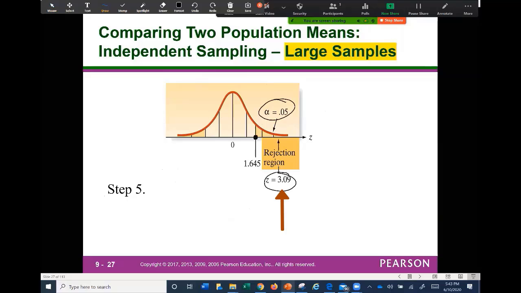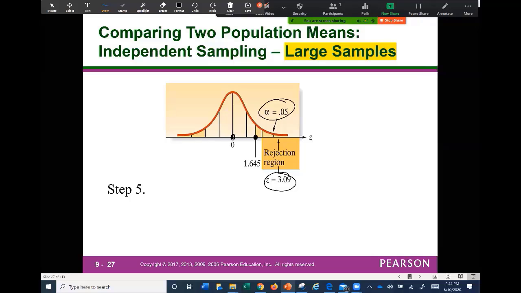Then I can conclude that my evidence falls far away from the center. In the center, we have the assumption. The true means are equal. The difference is 0. When we obtain evidence far away from the center, we have enough evidence. When we obtain evidence close to the center, we have insufficient evidence. In this case, we have enough evidence to reject the null hypothesis and to support the alternative.